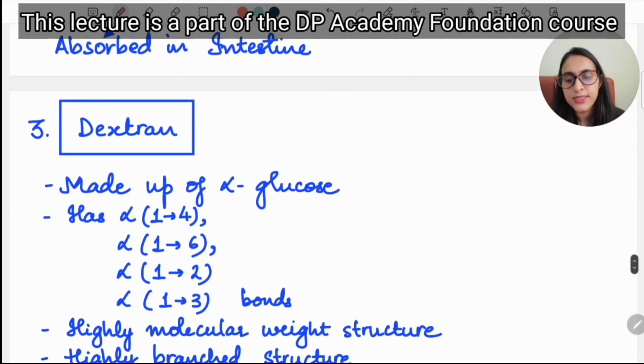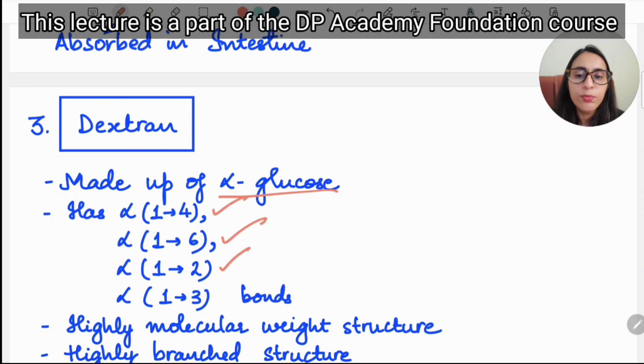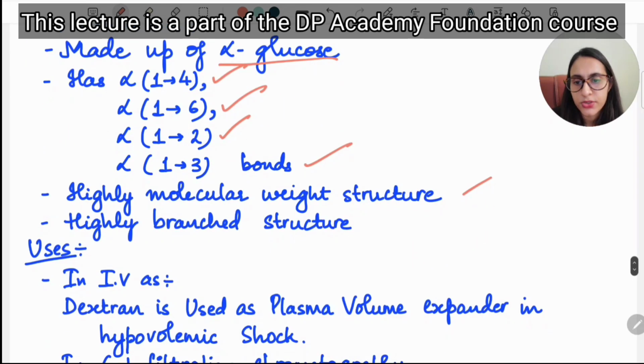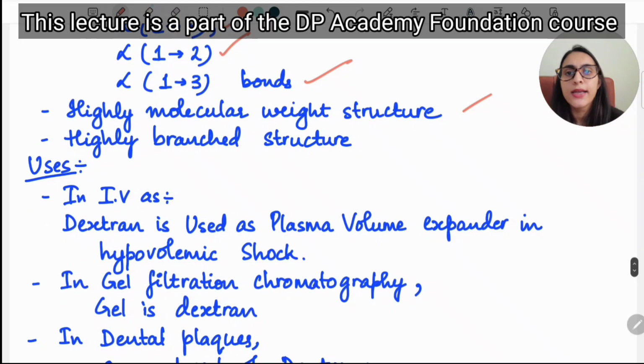Now coming to the third homopolysaccharide, that is dextran. It is made up of alpha glucose. We have alpha 1,4 bond, alpha 1,6 bond, alpha 1,2 bond, and alpha 1,3 bonds in dextran. It is a high molecular weight and highly branched structure. Dextran is used as a plasma volume expander in hypovolemic shock. If an individual has had a road traffic accident, there is a lot of blood loss, and because of this the patient has gone into a shock condition in which you need to increase the volume of the blood. In that case, you give IV dextran to increase the volume of the plasma.